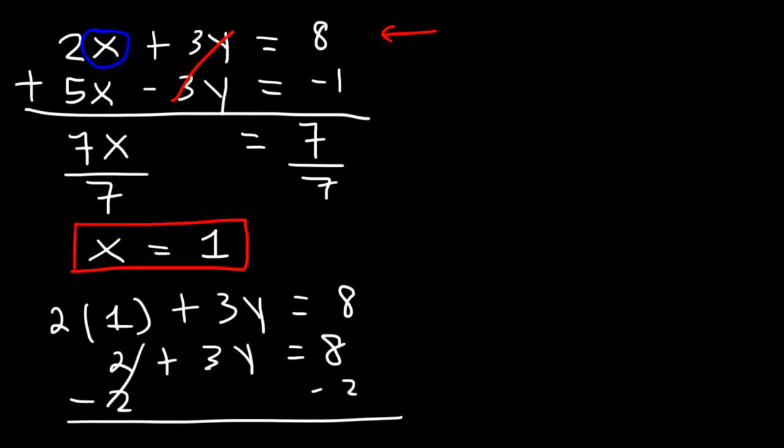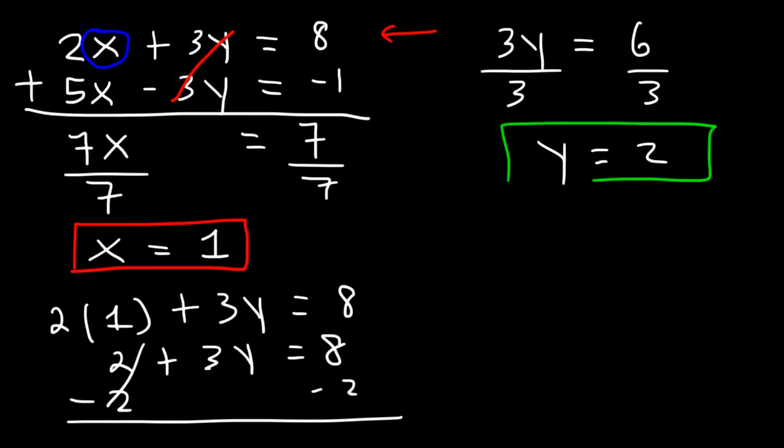So that cancels. So what we're going to have now is 3y is equal to 8 minus 2, which is 6. And now let's divide both sides by 3. 6 divided by 3 is 2. So y equals 2. So to write your answer as an ordered pair, it's going to be 1, 2.